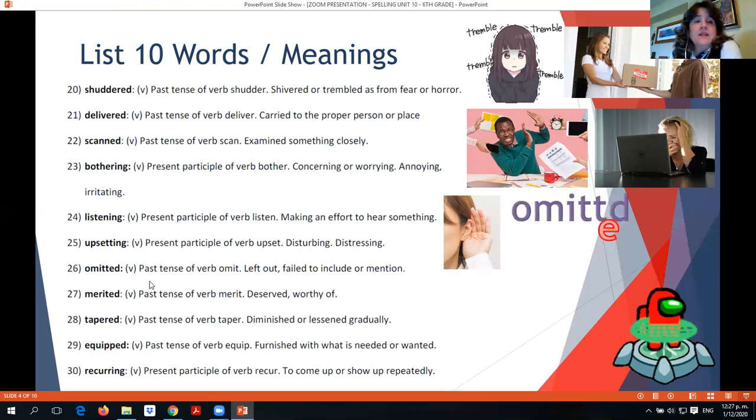Omitted, it's something that has been left out. For example, I tried to write omitted here, but I omitted the E. Okay, I didn't write it. So the E was omitted.